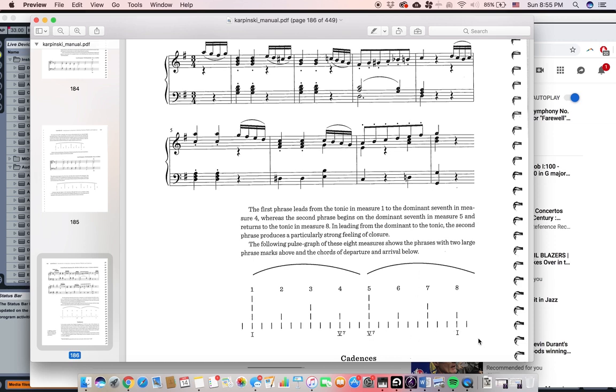Last thing you want to input that's not represented on the screen right now is you want to indicate if it's a half cadence or an authentic cadence. So here you would put HC, and then here you would put AC.